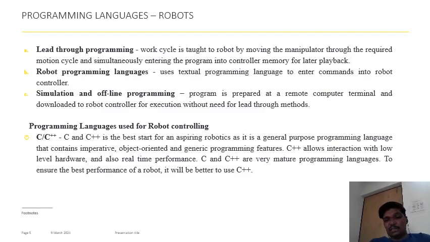C++ is the best start for an aspiring roboticist, as it is a general purpose language that contains imperative, object oriented and generic programming features. C++ allows interaction with low level hardware and also real time performance. C and C++ are very mature programming languages. To ensure the best performance of a robot, it will be better to use C++. So C++ is a generally used language. It is used by computer people, electronics people, IT people and even mechanical people.